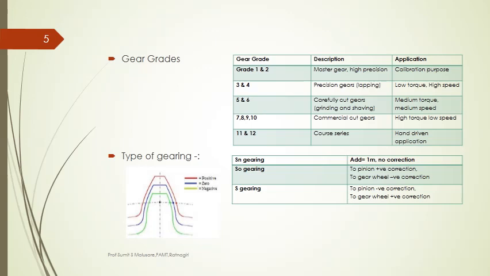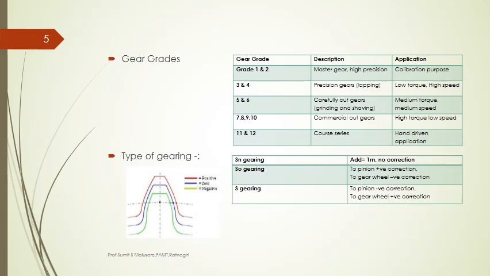Grades 7, 8, 9, 10 are called commercial cut gears. Here the finishing process is very small, and hence you will get a rough surface finish that can be used for high torque, low speed applications. Grades 11 and 12 are called cold series gears. Here the finishing process hasn't been done, and such gears can be used for hand driven applications.